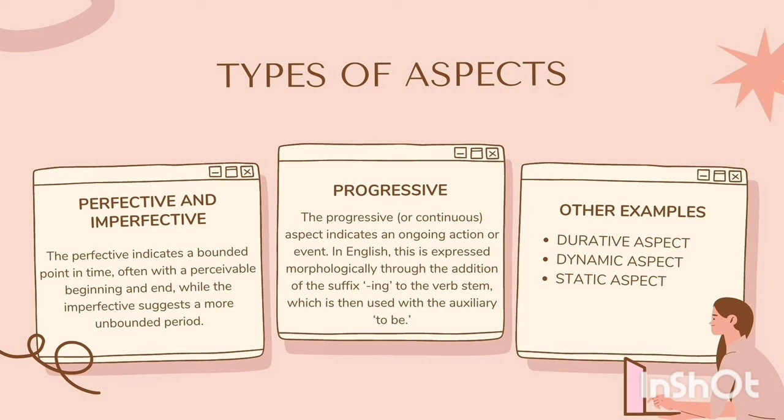Some of the lesser discussed aspects are durative aspects, which is of or pertaining to the aspect of a verb that expresses continuing action. It is part of the imperfective aspect. A dynamic aspect is when a verb shows continued or progressive action on the part of the subject. A static aspect is when a verb discusses a state of being, etc.